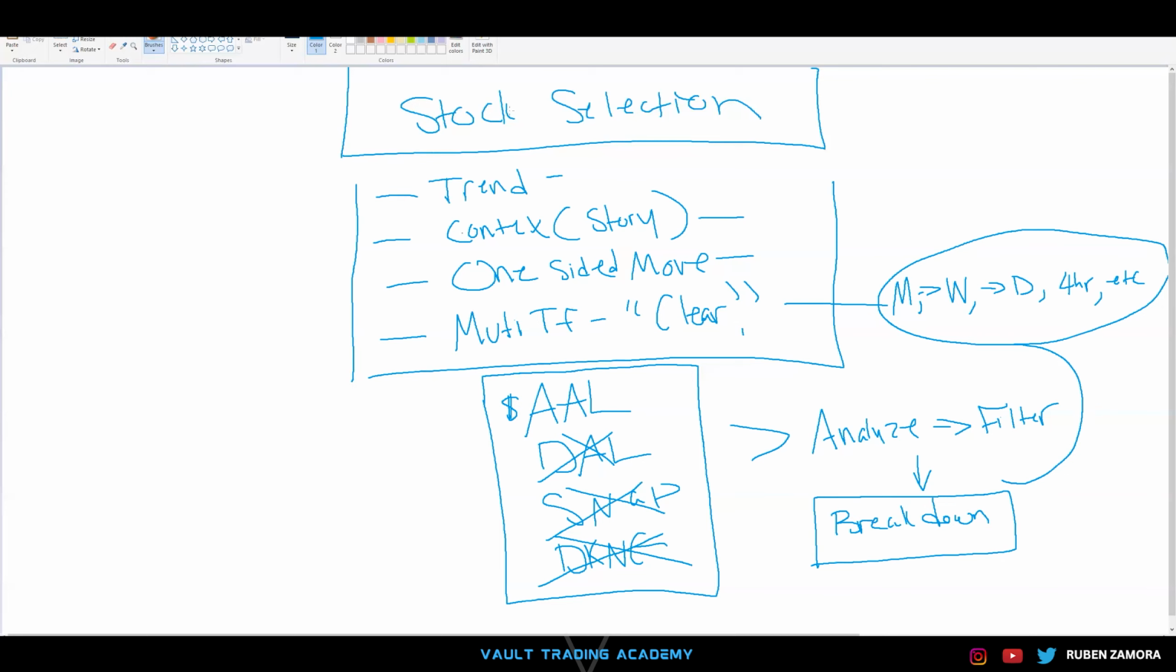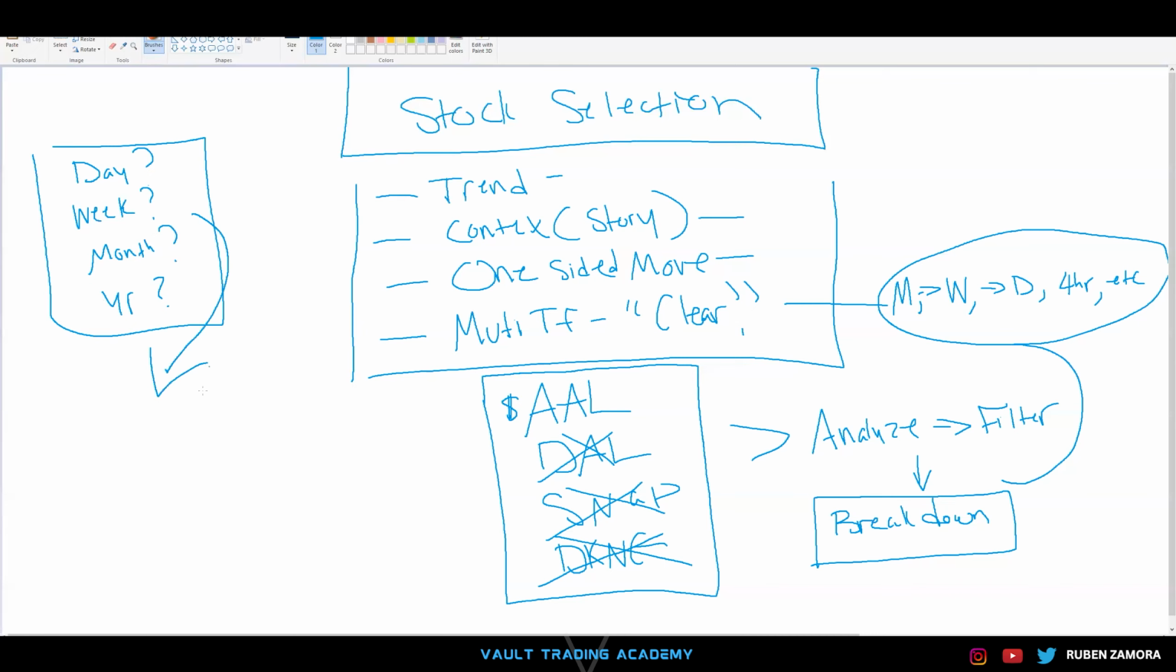This is just the way that I like to look at stocks, how I break them down, and which stocks I can trade for, let's say, just for the day. How long do I want to trade American Airlines for? A day? A full week? A full month? A full year? It really depends, because now it's about what type of trader you are.